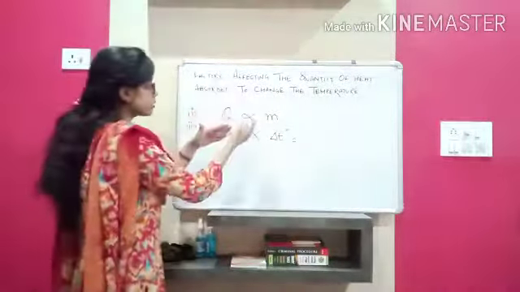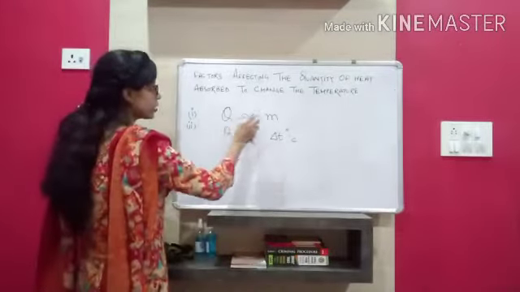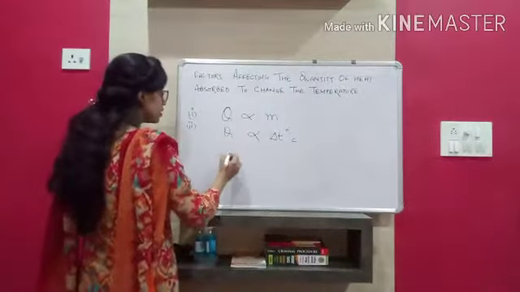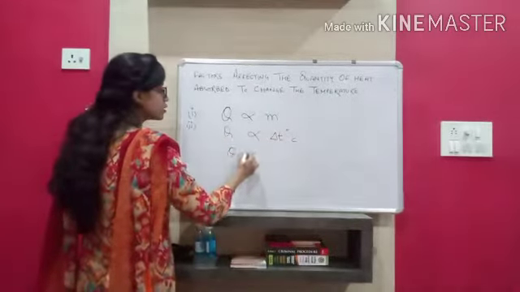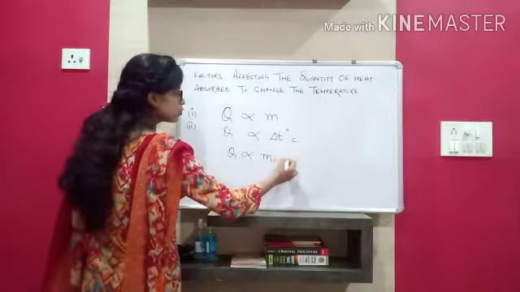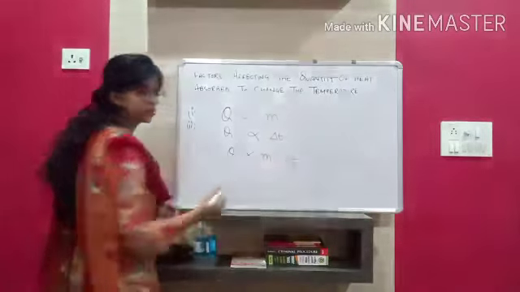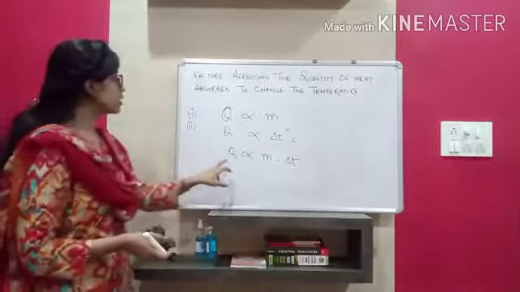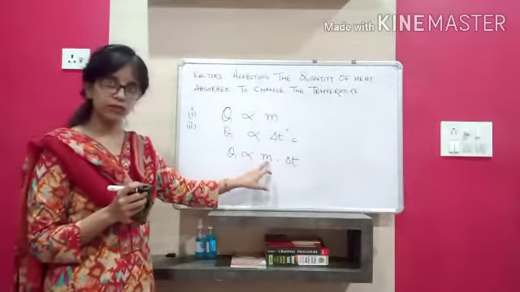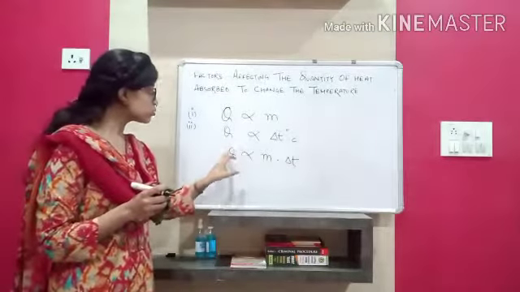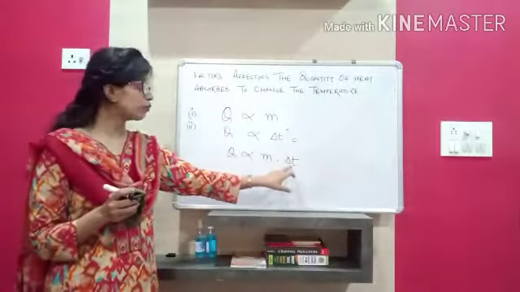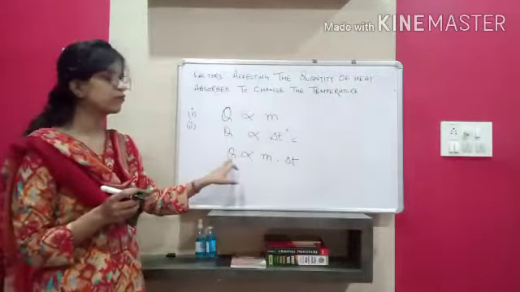Now if I combine these two ideas, Q is directly proportional to m and Q is directly proportional to delta T. Written together, Q is directly proportional to m into delta T. Is it okay? The amount of heat absorbed depends on the mass of the body. More mass, more heat. It is also directly proportional to the change in temperature. If we want more change in temperature, we have to give more heat.